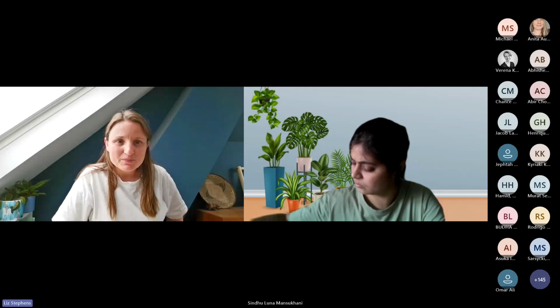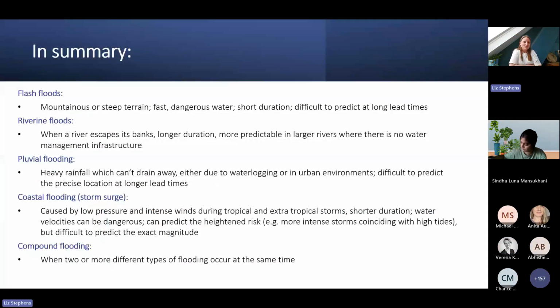So we've got lots of different types of flooding. They're all slightly different in the impacts of what might be. So in terms of flash floods, we're usually expecting them to occur in mountainous or steep terrain. That usually means that there's fast and dangerous water. The duration is quite short, but it's difficult to predict at the longer lead times.